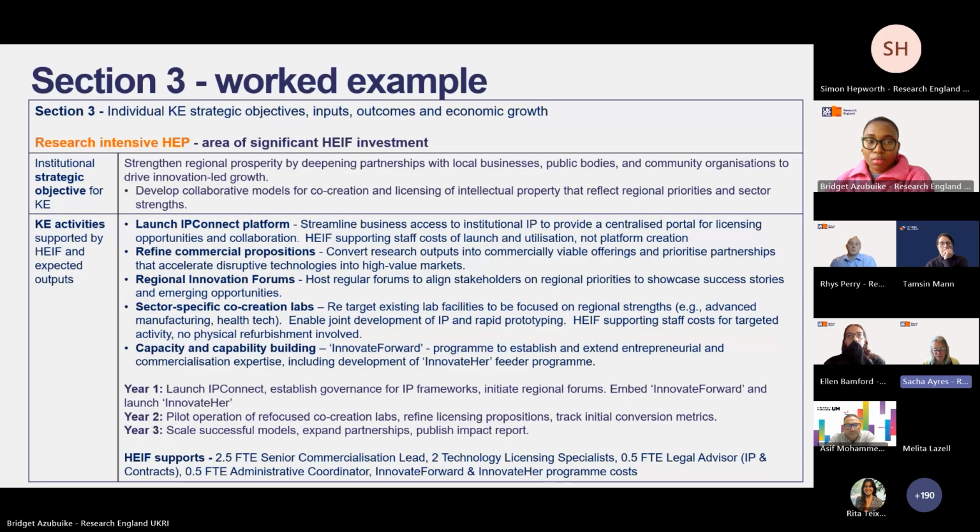Similarly, an indication of timescales might be a helpful way for you to present your output. So at the bottom of this table, this HEP has set out the expected outputs by the year that they expect them. And then at the bottom, we've got a brief overview of what staff resource is being supported. Next slide, please.